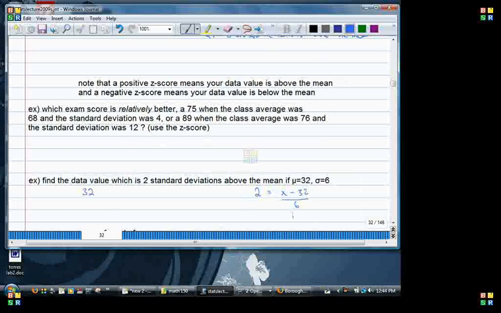Plus, well, you're going to be above means plus something. So what are we adding? Right, and how many 6s are we adding? 2, so how can we write that down? 2 times 6. 2 standard deviations, and add that onto the mean. And that's exactly what we're being asked to find. And remember, we're finding a data value, so this is x equals. Right, if you work this out, 32 plus 12 is 44.